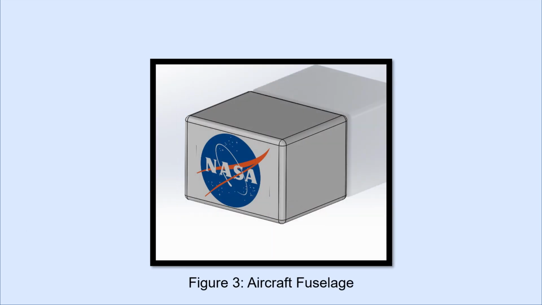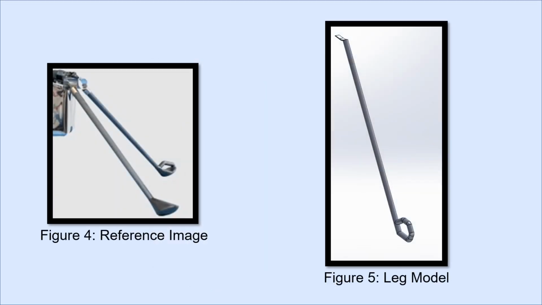Here we have the fuselage. The fuselage is the main body of the drone, which contains parts such as the engine and controls. In order to model the fuselage, we first extruded a box and then used the fillet tools around the edges. From there, we were able to attach the logo.